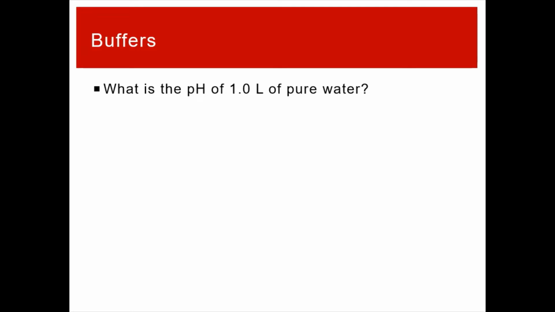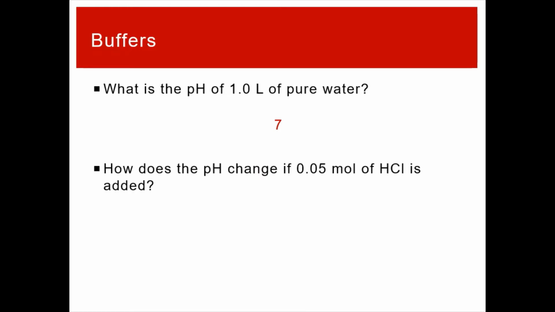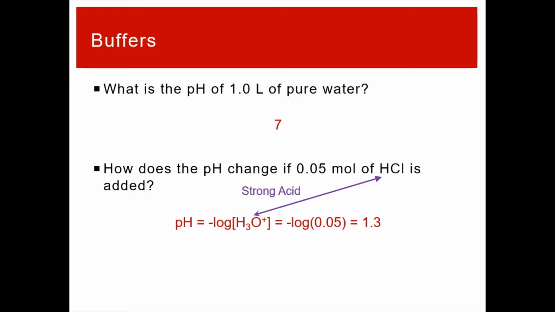So let's look at examples of what this really means. What is the pH of 1.0 liters of pure water? Okay, 7. It's pure water. We know that's our neutral solution, so we'd expect the pH to be 7. Great. So how does the pH change if we add 0.05 moles of HCl? We're going to add some acid to it. HCl is a strong acid. It's 1 liter, I've added 0.05 moles, so I know the concentration of HCl will be 0.05 molar. Because it's strong, all of that HCl produces hydronium, and the pH of this solution would be 1.3.